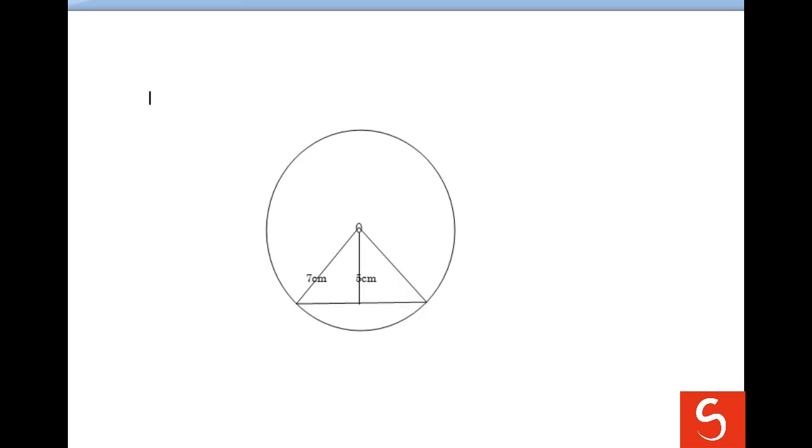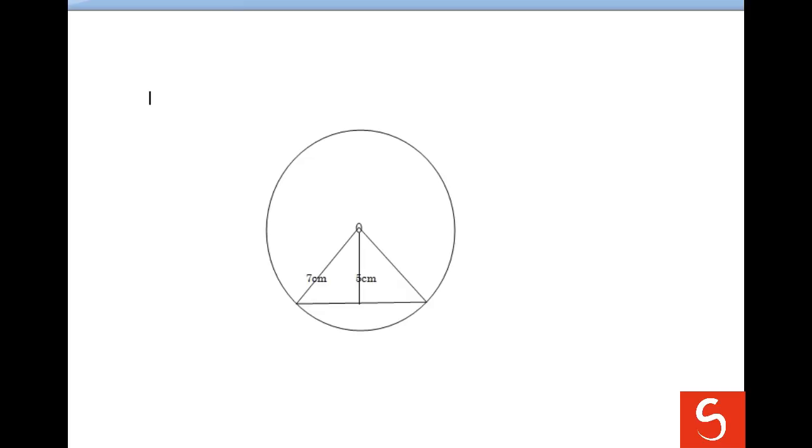Since the question says the chord of a circle of radius 7 cm is 5 cm from the center, the distance of the chord from the center is 5 cm. That is why we have 5 cm here, because we are measuring it from the center of the circle. So what is the length of the chord? From here to here is the chord.